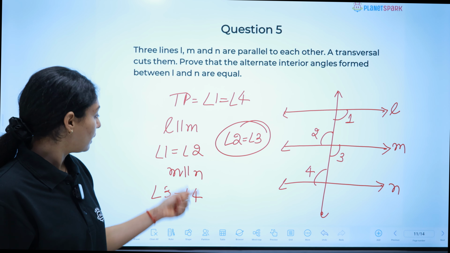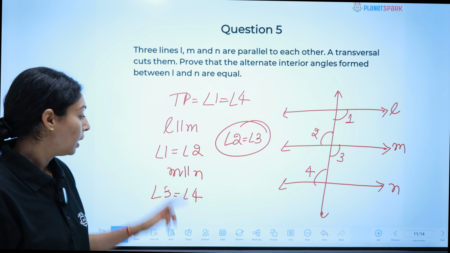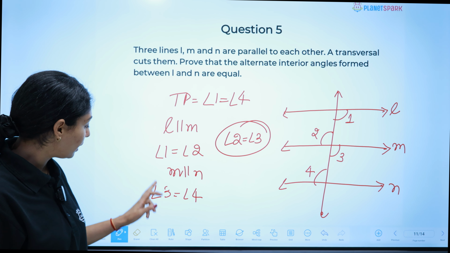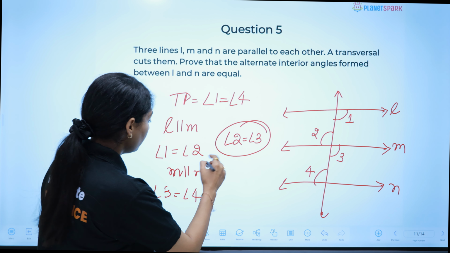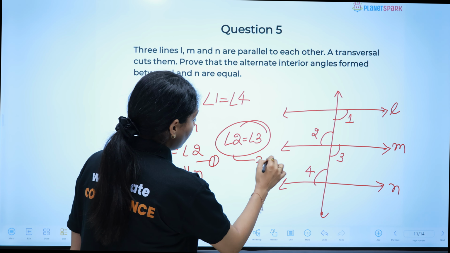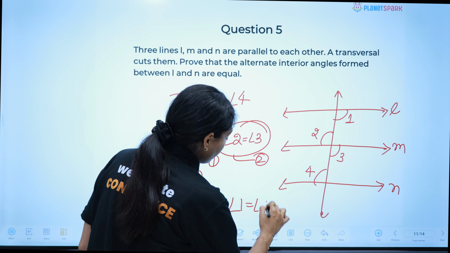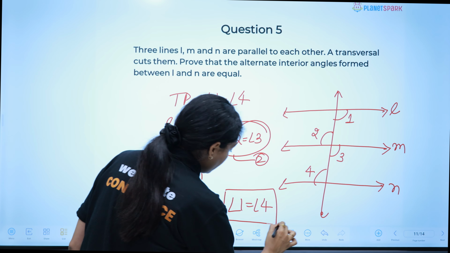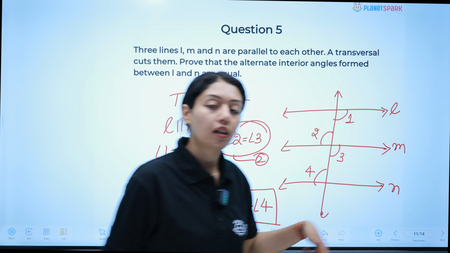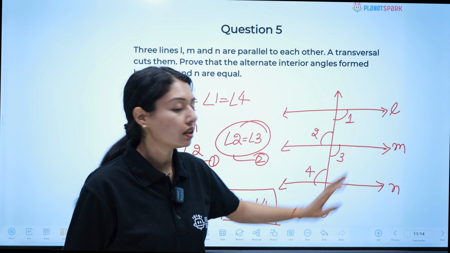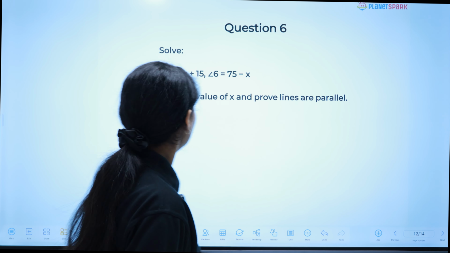In the two equations, one side is equal. So can I say the other side will also be equal? Angle 1 is equal to angle 2. 2 is equal to 3 and 3 is equal to 4. So all 4 of them will be equal. So from equation 1, 2 and 3, I can write angle 1 is equal to angle 4. That means the alternate interior angles for L and N are also equal. Same we can say for the other angle as well. Hence proved. Okay, next one.